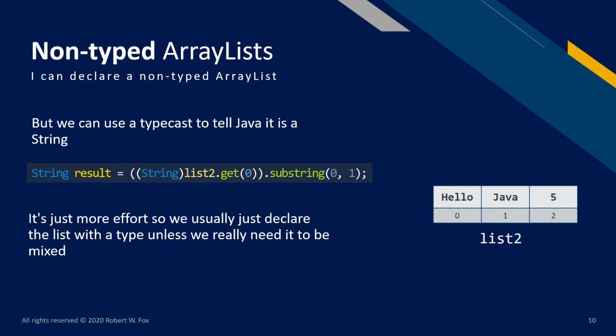And because of that, typically, if you really don't need mixed types in your array list, it's much better to just declare it as a type, like integer or string or whatever, just the way we've always done it.